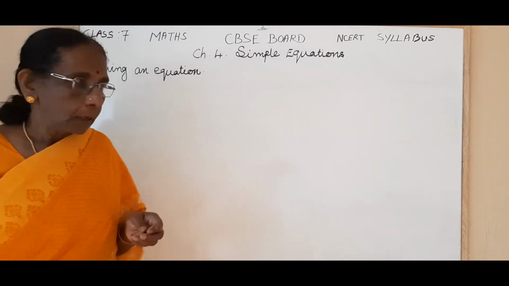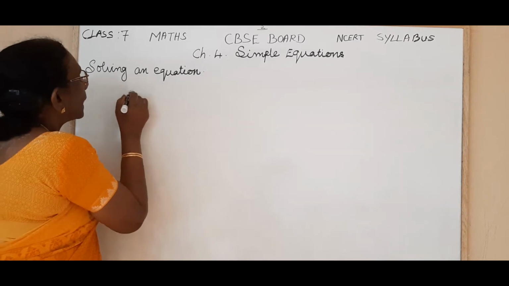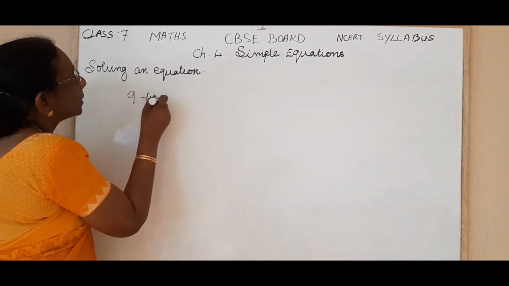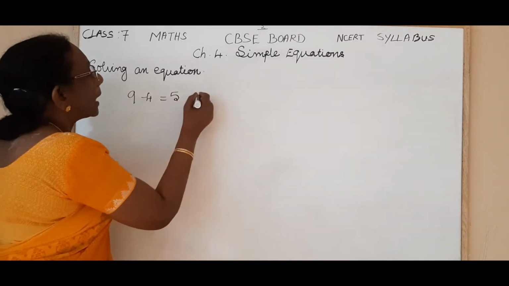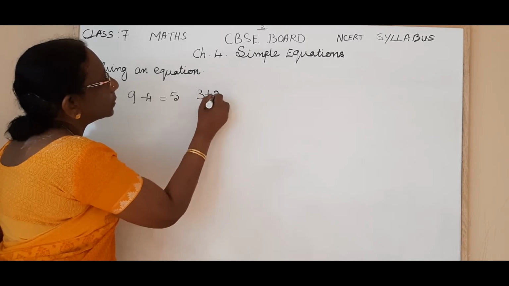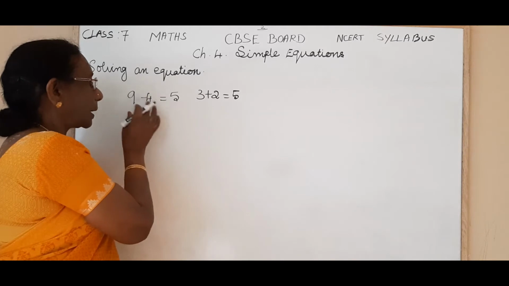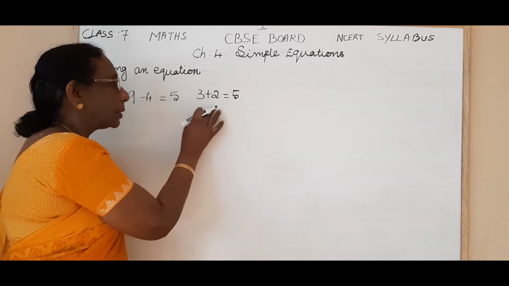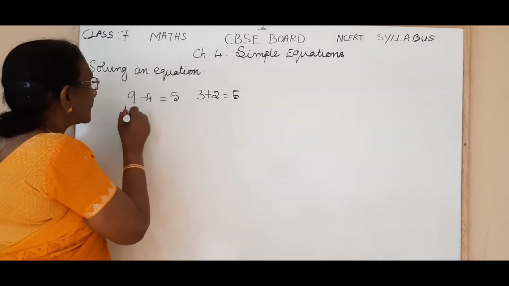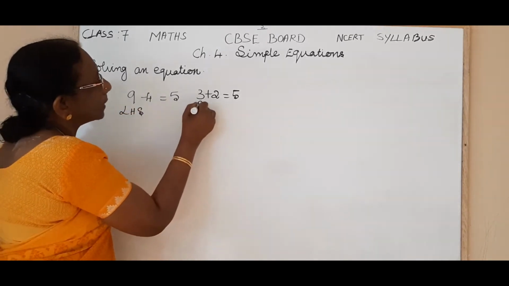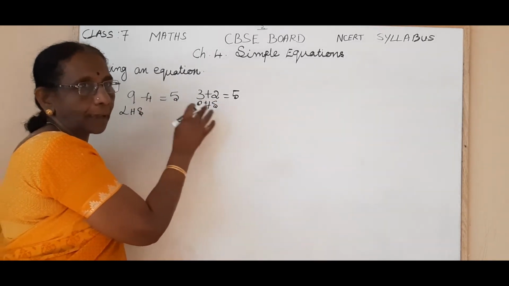We'll see that. Children, now I am going to write a numerical statement. 9 minus 4 is equal to what? 5. The same way, if I write 3 plus 2, this is also 5. Isn't it, children? When you subtract 9 and 4, you get 5. When you add 3 and 2, you get 5. Now you can take this as LHS and this as RHS, because both represent the same value, 5.